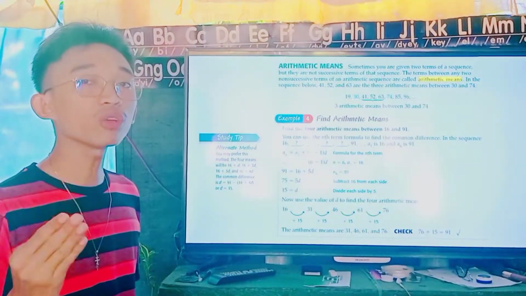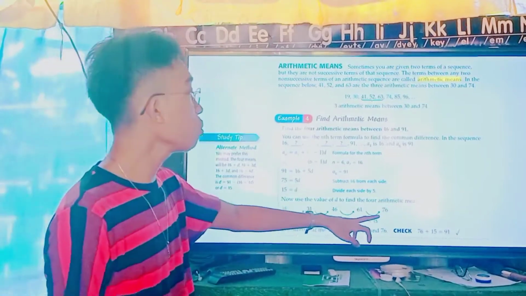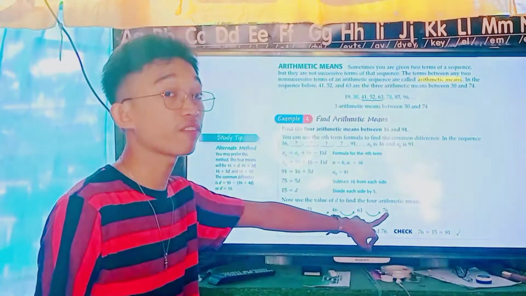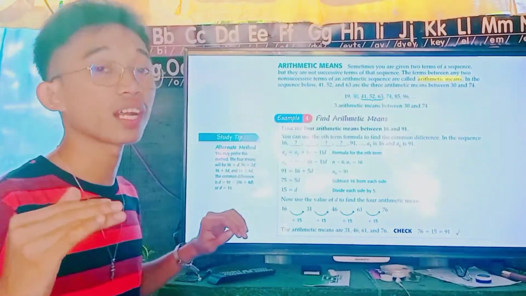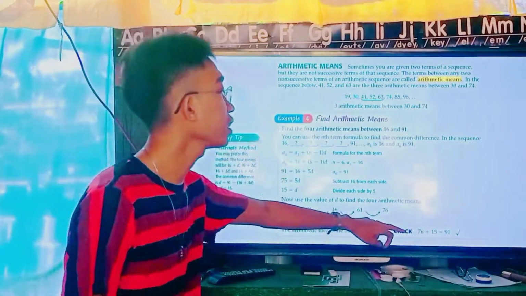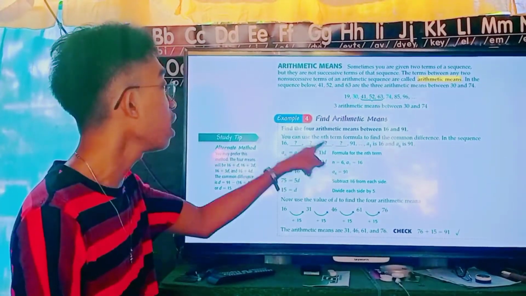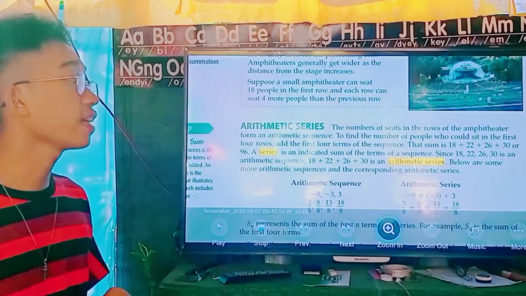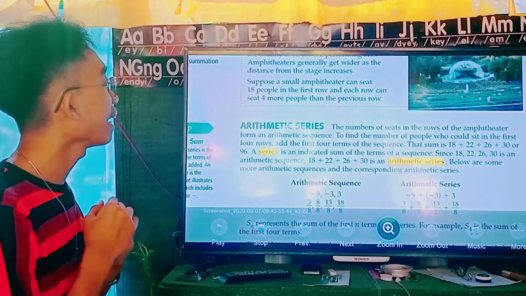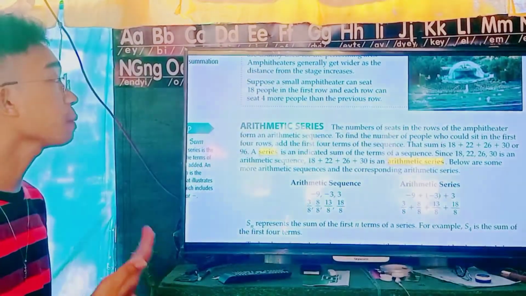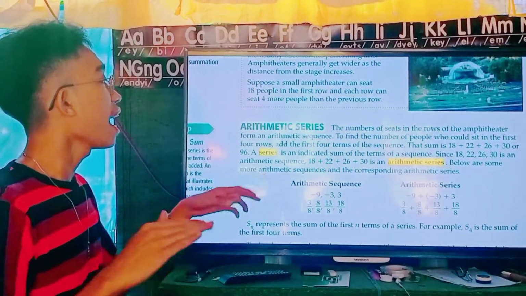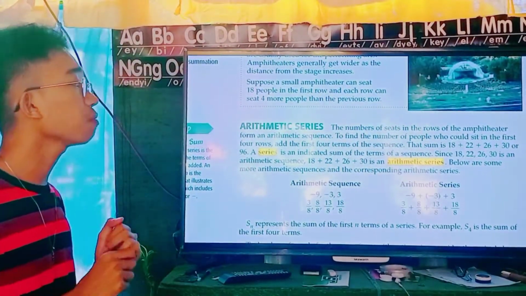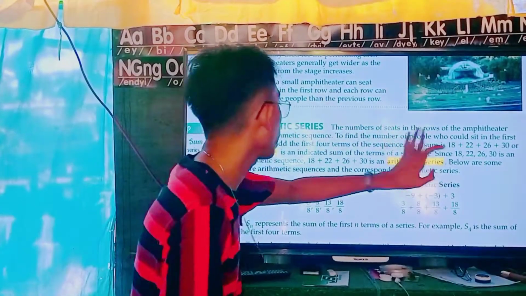So in order for you to know if that is correct, you have to add your common difference, 15, to 76, and see if it gives 91. 76 plus 15, that is 91. So your common difference here is correct. The numbers of seats in the rows of the amphitheater form an arithmetic sequence. To find the number of people who could sit in the first 4 rows, add the first 4 terms of the sequence. That sum is 18 plus 22 plus 26 plus 30, or 96.